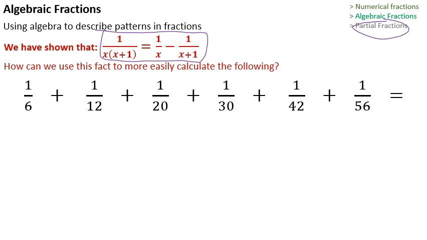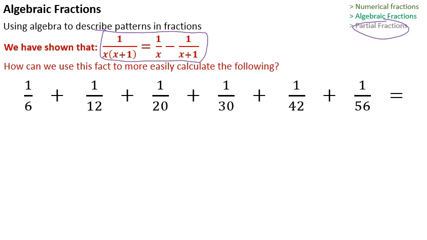Hopefully, if you've had a bit of a think about this, you will have noticed that 6 is 3 times 2, 12 is 4 times 3, 20 is 5 times 4, 30 is 6 times 5. So each denominator is what we would call a pronic number or a rectangular number. It's not quite a square, but it would look a lot like a square if you drew it out. It's a number multiplied by the one above. In other words, it perfectly matches the left-hand side of our identity, 1 over x times (x plus 1). The only difference is the value of x for each one.